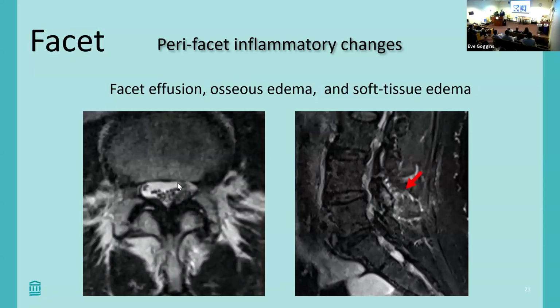Here's another example. If you just looked at this axial, maybe someone would say moderate, maybe someone would say severe. It doesn't look crazy, right? But if you look here on the sagittal STIR, you can see that there's soft tissue edema and osseous edema.